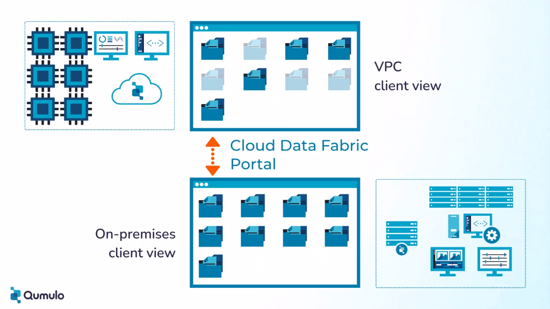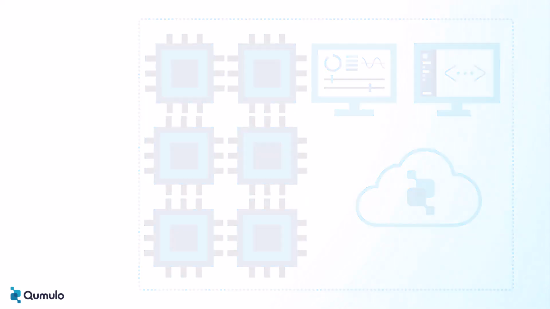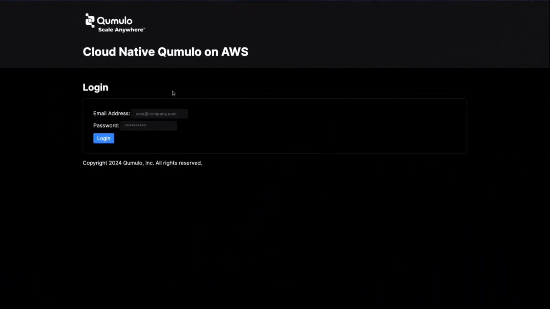But that isn't all. Files that are created or modified on the Spoke end of the portal are almost immediately visible to clients and workflows on the hub end as well. How will that work for our animation studio? Let's deploy a new cloud-native Qumulo instance and find out.